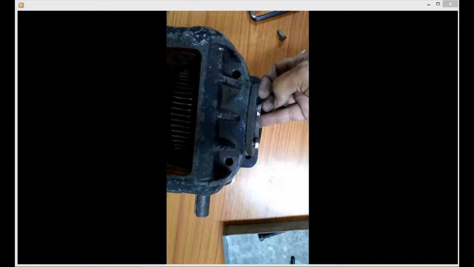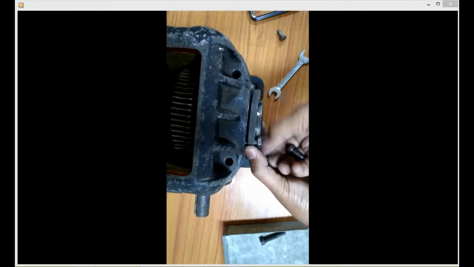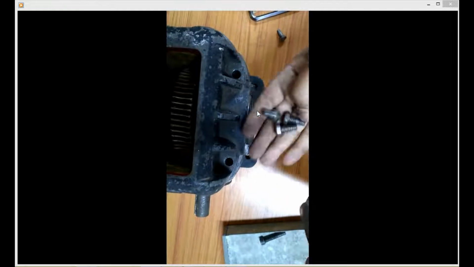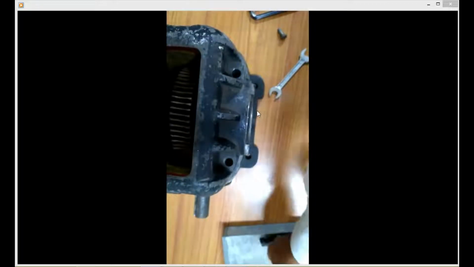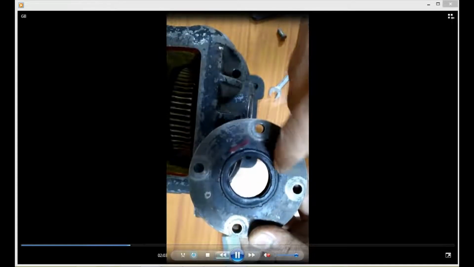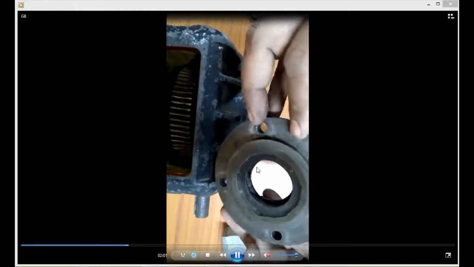Take the open-headed spanner, remove the bolts, and keep them in tray number 2. If the same fastener with the same dimension is present for different fasteners, then you can use the same tray, right? So you can put them in the same tray. So this is again what is called the oil seal. This finger indicates the oil seal.